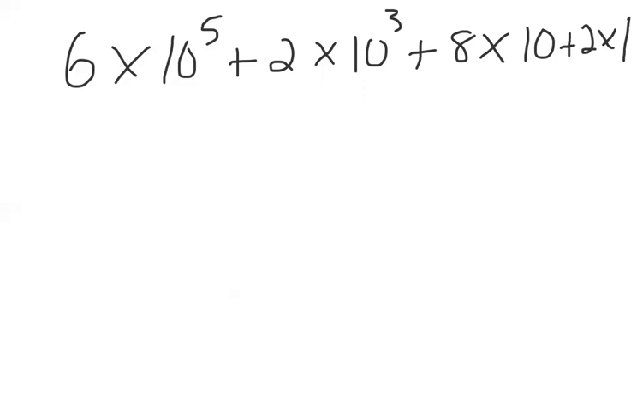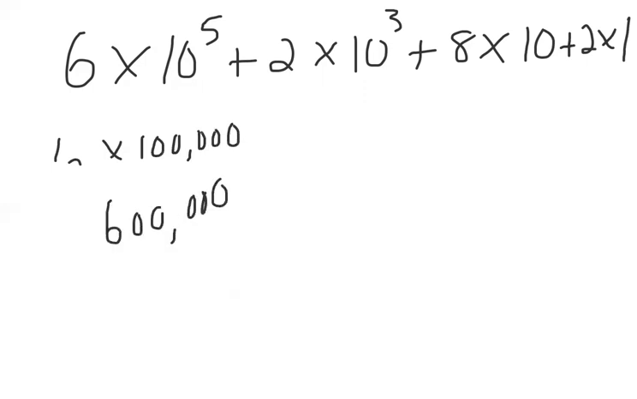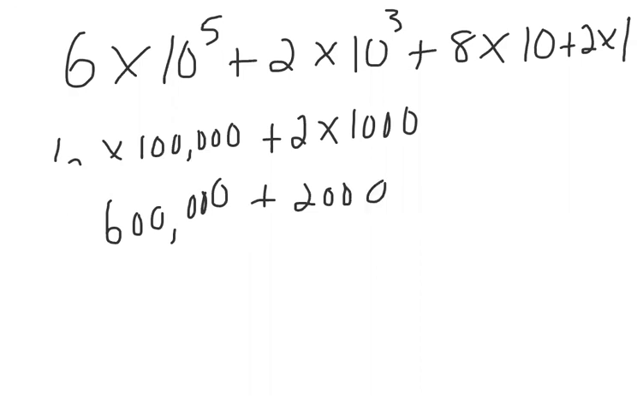Now, for the first one, 10 to the 5th power, guys, is 100,000. So that's going to give you 600,000. All right, and then 10 to the 3rd power is 1,000, so that's 2 times 1,000. And 2 times 1,000 is 2,000. And then 8 times 10 is 80. 2 times 1 is 2. So you're just going to add the 80 and the 2.